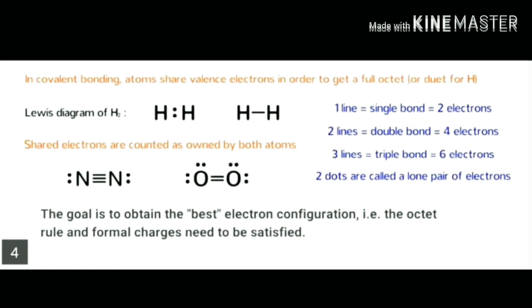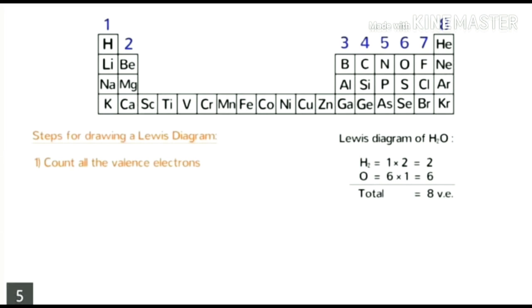The most important thing that you should always remember is that the main goal is to obtain the best electron configuration. The octet rule and the formal charges need to be satisfied. Now we learn how to draw a Lewis diagram. There are 5 important steps to draw a Lewis diagram.